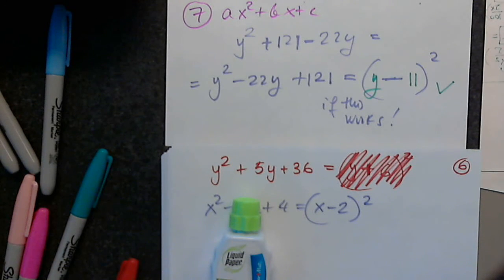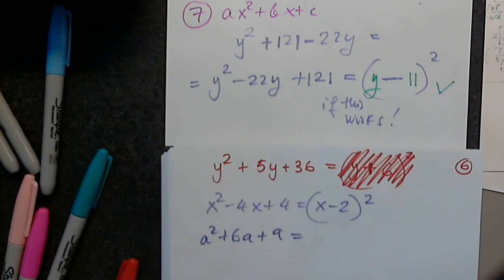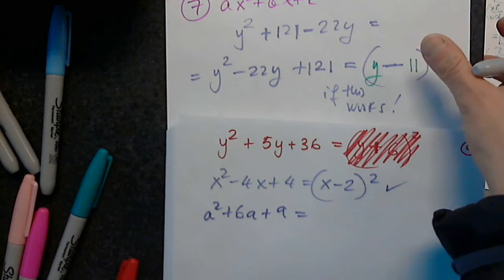What is that? 4x. If this is not 4x, this is the incorrect factor form. I have to delete it. Do I have a 4x in there? A squared plus 6a plus 9. So then this is the correct factored form.